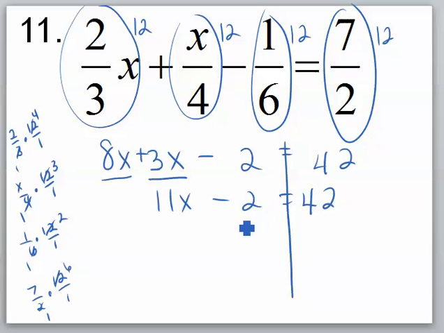I'll get rid of the negative 2 by adding 2 to both sides. And I get 11x equals 44. Divide by 11 on both sides, and I get x is a positive 4.